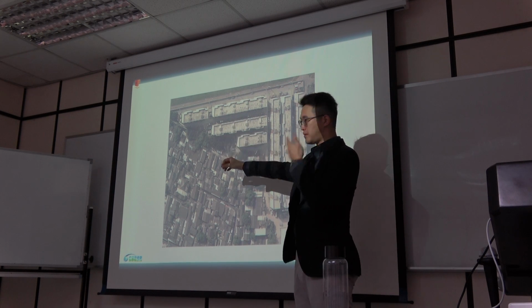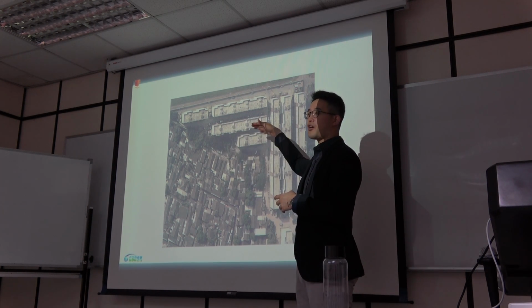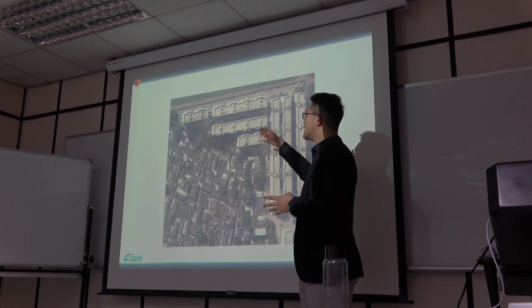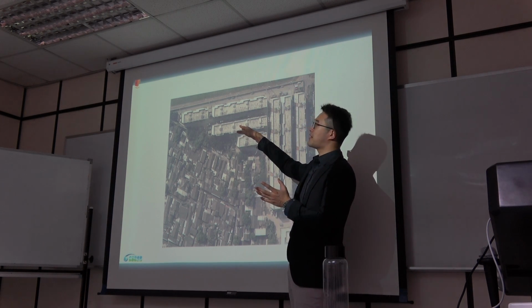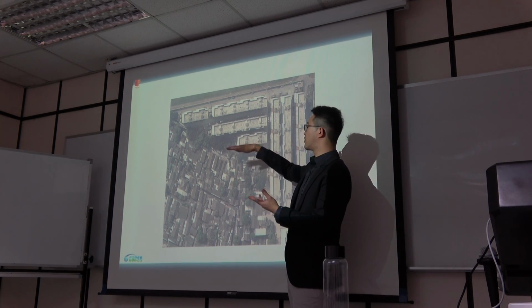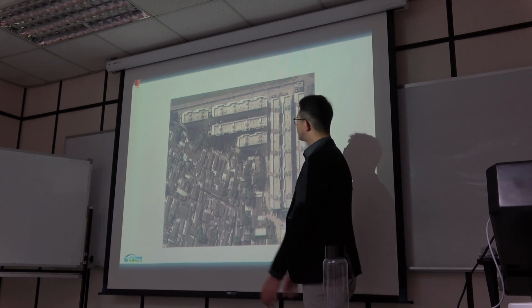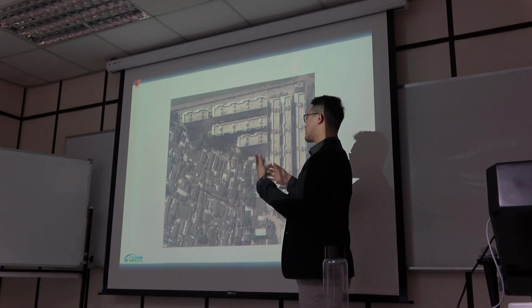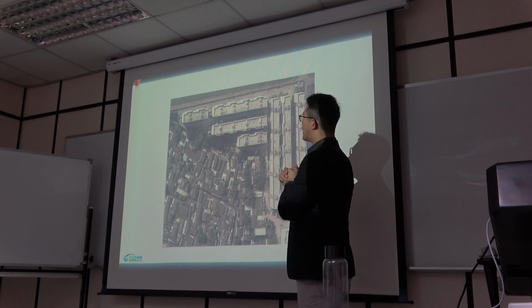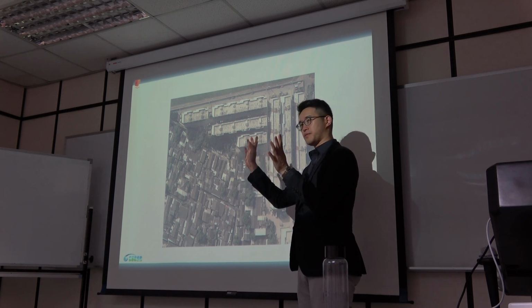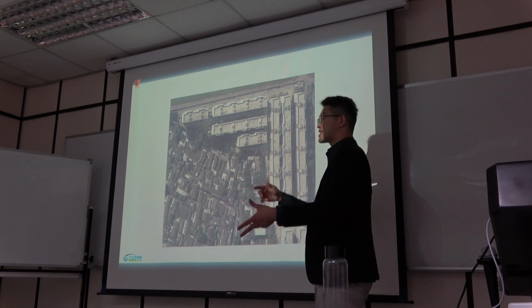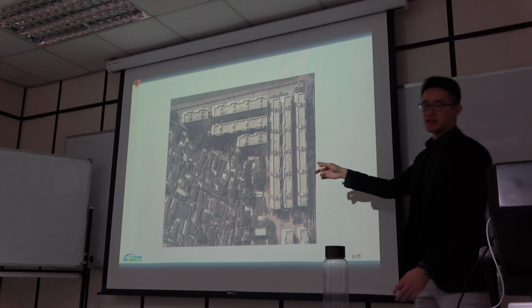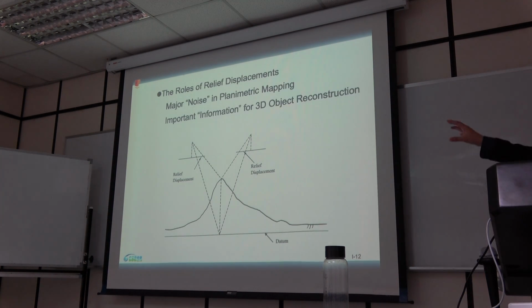So the farther away from the nadir point, the larger the relief displacement. The size is also affected by the building height, or you can say the object's height, and its location: like I said, the farther from the nadir point, the larger it will be. Also the tilt angle: if you are talking about a tilt photo, then the tilt angle also affects the size of the relief displacement. Right, so that's the other thing that you can observe when you zoom into the details.